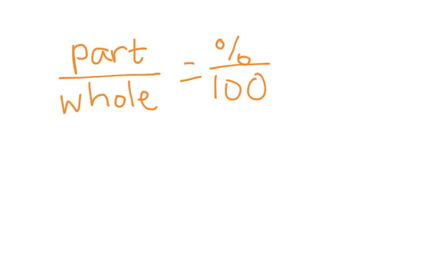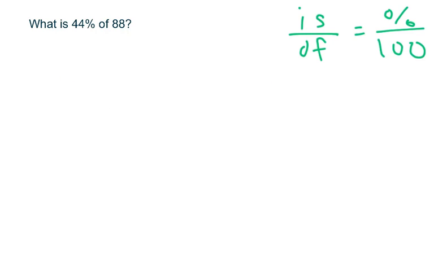So if you ever have a problem and there's a percent sign in there, you know right away it's going to be over 100. At the same time, if there isn't a percent in there and it says what percent in the problem, then that is what's going to go over 100. The variable will be over 100 because we don't know what percent that is. So let's look at an example together. You don't need to write this one down. You can just watch me do it.